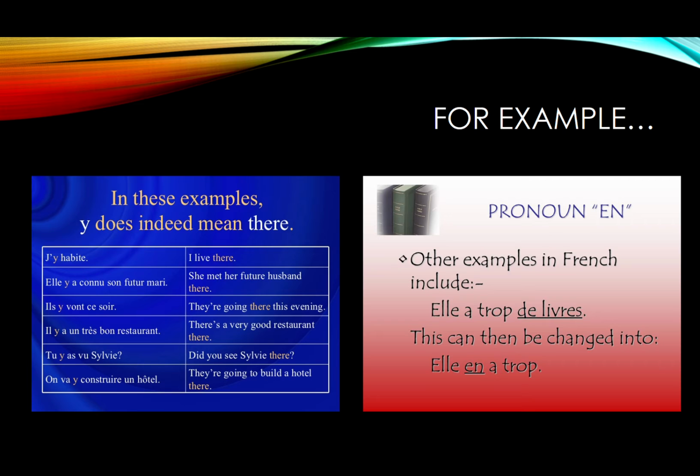And then for en, the original sentence is elle a trop de livres. And de livres would be the de plus noun form. And the sentence will be changed to elle en a trop, where de livres would be changed to en.